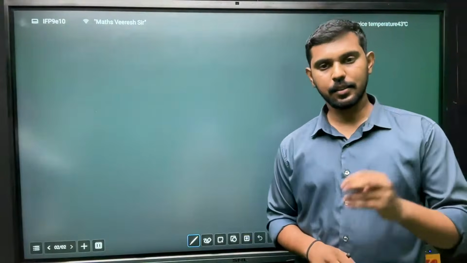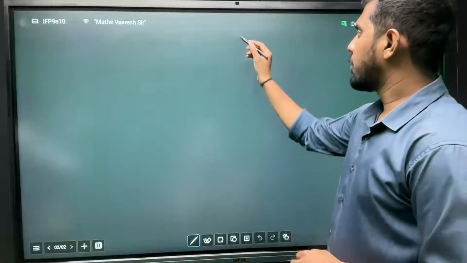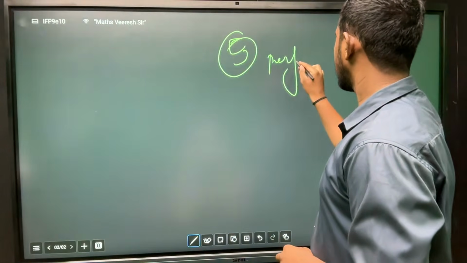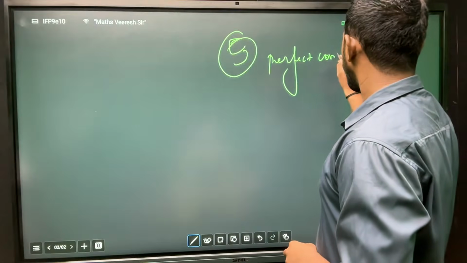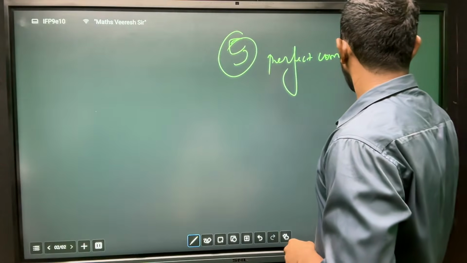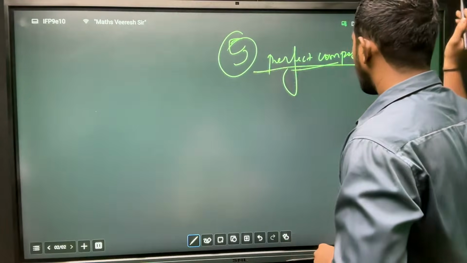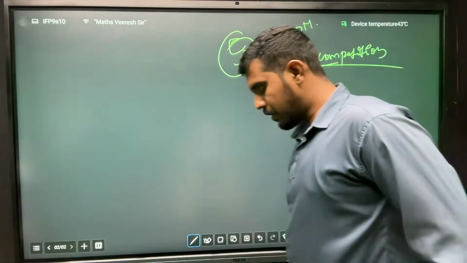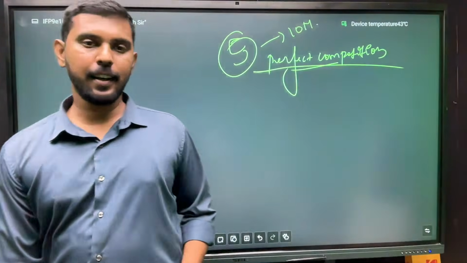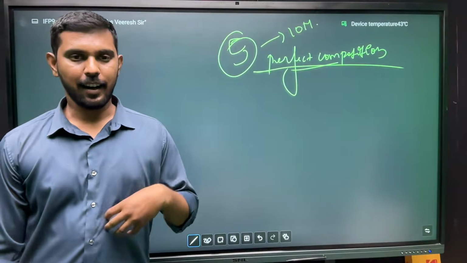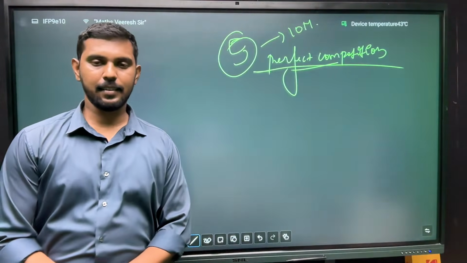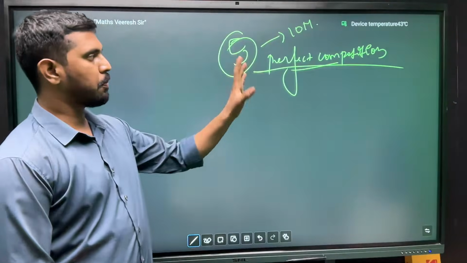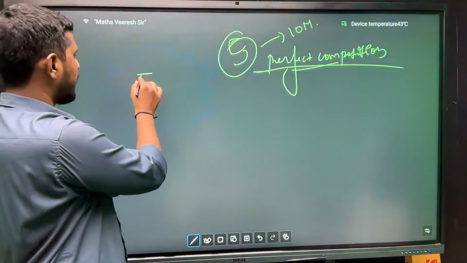Another topic, just give your attention: the 5th chapter, market analysis, perfect competition. Perfect competition, 10 marks. It is also important. Coming to market analysis, in the market, who will be there? Me, right? The buyers and the sellers. In the market, two persons will be there, buyer and seller.